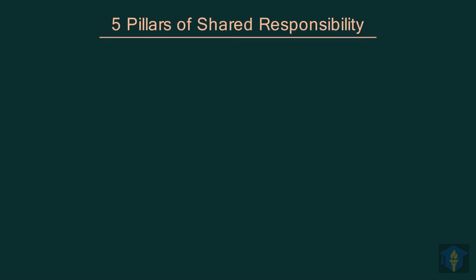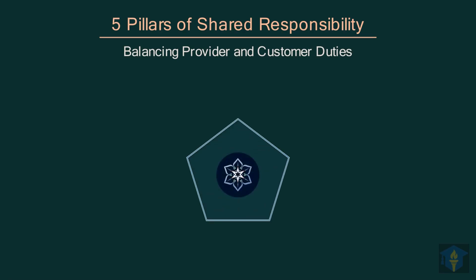Now, let's explore the 5 pillars of shared responsibility, which guide security in the cloud. These pillars illustrate how we achieve a crucial balance between the provider and customer duties. Our first pillar is data security, a critical aspect of protecting sensitive information in the cloud. The customer encrypts their data, while the provider secures the underlying storage infrastructure for that data.